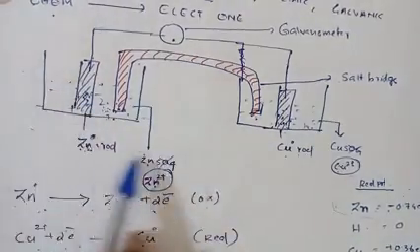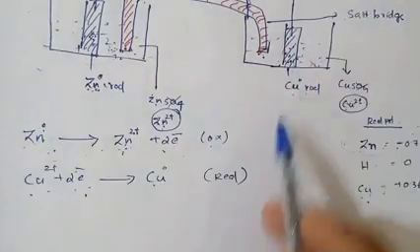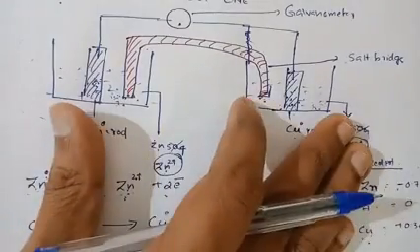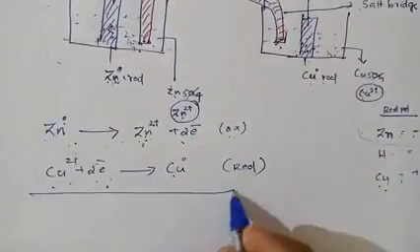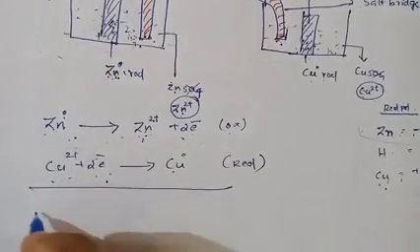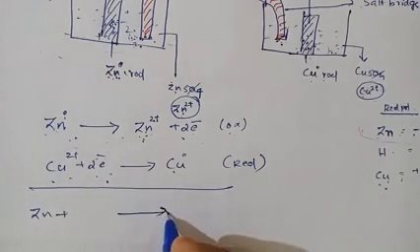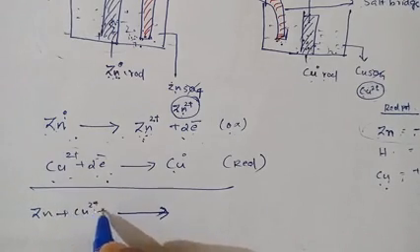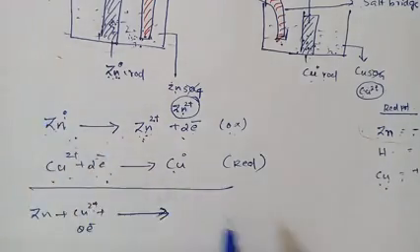What happens to this half cell? Oxidation takes place. What happens to this half cell? Reduction takes place. So if this is the cell, both reactions are happening simultaneously. So what happens? We have to combine these two, oxidation and reduction. So Zn plus Cu2+ plus 2 electrons. This is the LHS, the left hand side of these equations.